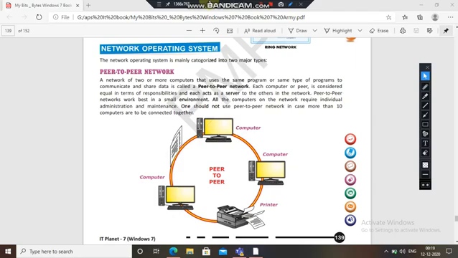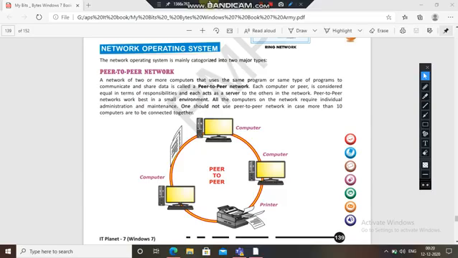Each computer or peer is considered equal in terms of responsibilities, meaning each computer has equal responsibilities as the other one. Each acts as a server to the others in the network. Peer-to-peer networks work best in a small environment. All the computers on the network require individual administration and maintenance, because they are keeping themselves as a server for themselves. So they work best in a small environment.